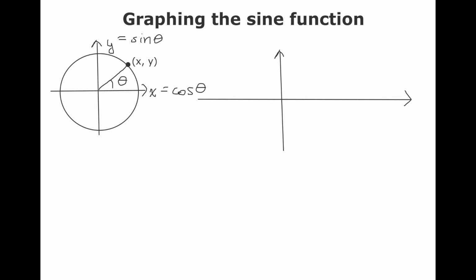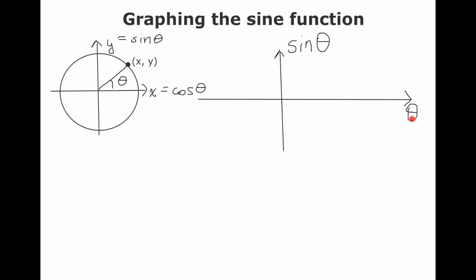The graph, over here I have an x and a y axis. These are going to be x and y. I'm going to define the vertical axis right now as the sine of theta. So this is going to be y equals sine of theta. And my horizontal axis won't be cosine. My horizontal axis will be theta. So we're going to graph how the sine function changes its value depending on the angle that we're talking about.